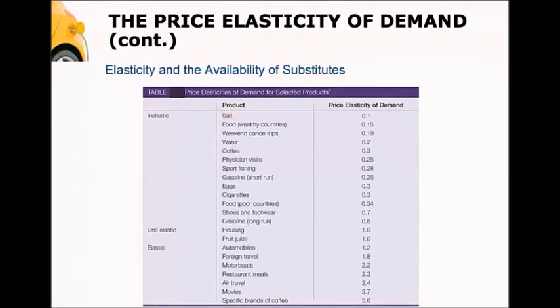Going to the other side, we have air travel. The estimate for the price elasticity for air travel is 2.4. A change in the price of air travel is going to lead to a relatively large change in the quantity demanded. You can look through these different goods and services and their price elasticities and try to think about why specific brands of coffee have a very high responsiveness to changes in price, whereas weekend canoe trips have a very low price elasticity of demand.